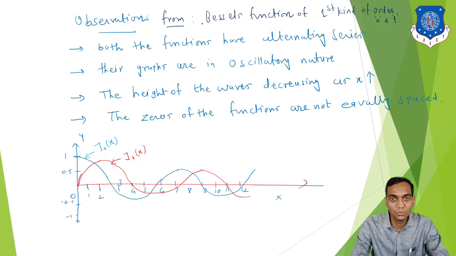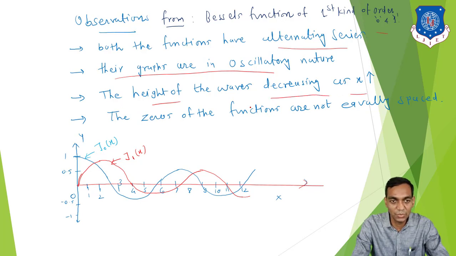So, observations from the Bessel's function of first kind of order 0 and 1. Both the functions have alternating series. That is the first thing, because in both of them you have the power of minus 1. Secondly, their graphs are oscillatory, that means they are going to oscillate in nature. Third, the height of the wave is decreasing as the value of x increases. That means as x increases, the wavelength is going to decrease.